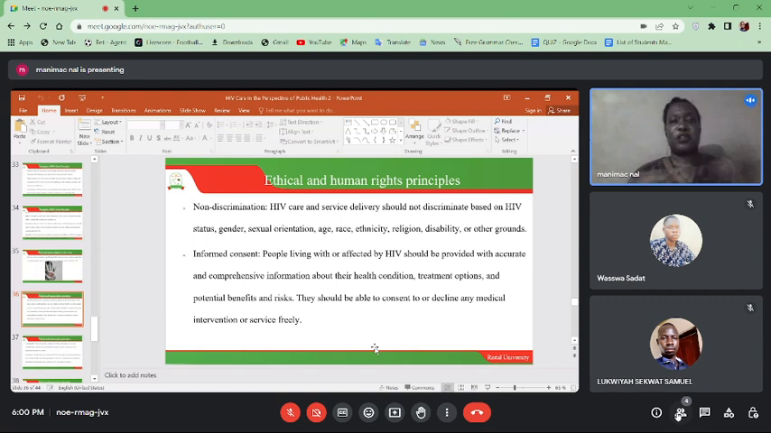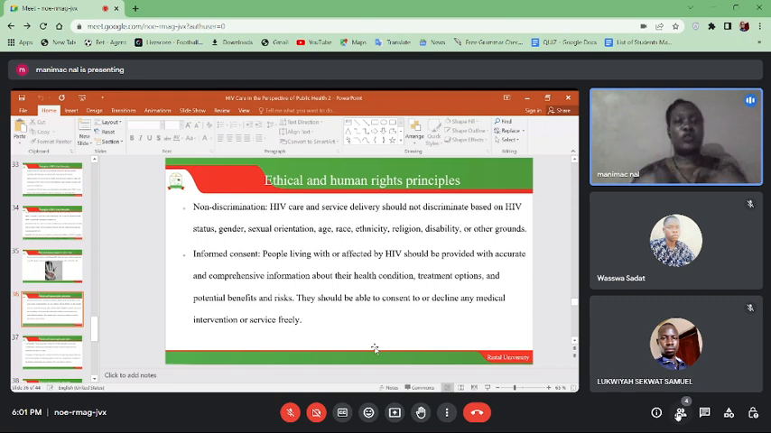Confidentiality is also another ethical consideration we should keep for people who are living with the virus. We should keep their information private. We shouldn't disclose any information that they have given to us. So we should protect their personal data.